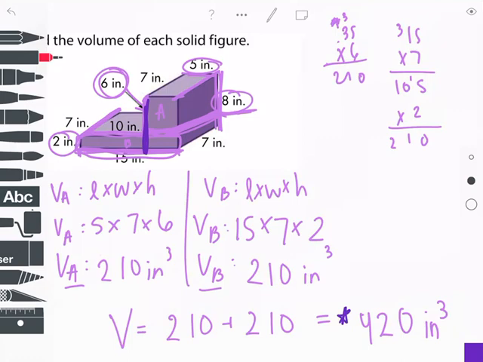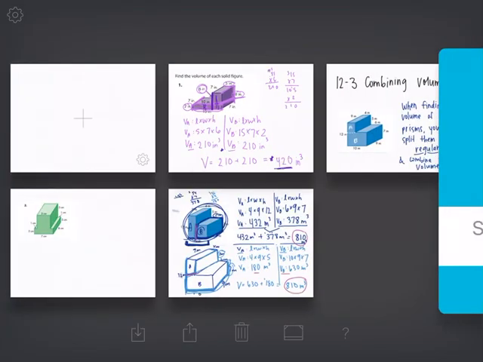All right, so if you want to try on your own, practice more problems, you can find the volume of this one going long ways. So this would be A and only this part would be B. And you might get different answers here, but your final answer will be 420.